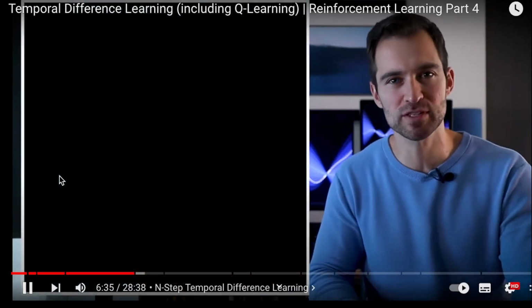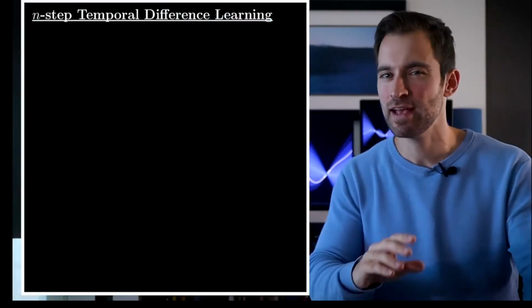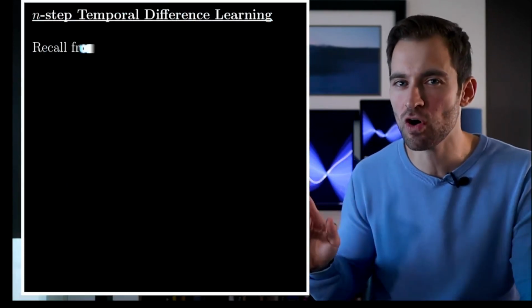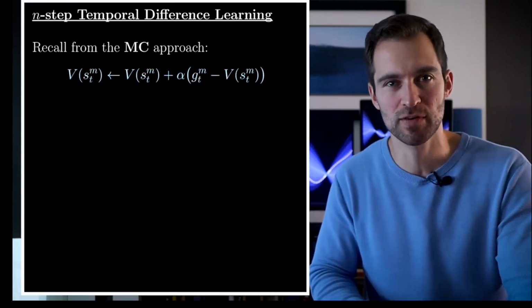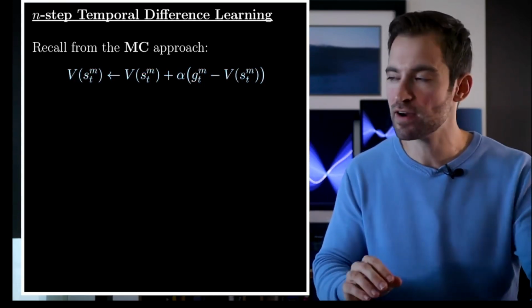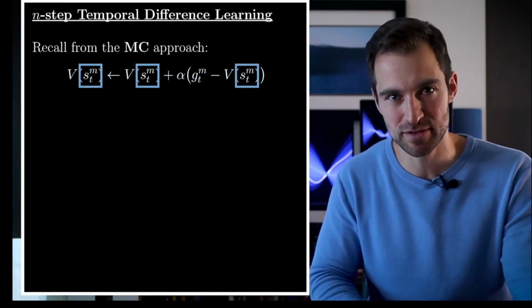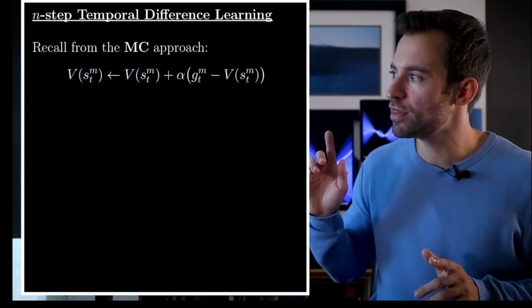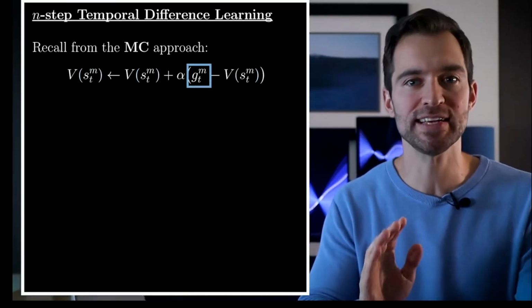Okay, let's now review this more generally. It's called n-step temporal difference learning, and it's easiest to understand if we recall the Monte Carlo approach, where we used this update rule for evaluation. To be clear, this refers to the state at time t of the nth episode. Now in this rule, we call this the target. It's what we move our estimate towards on each step.